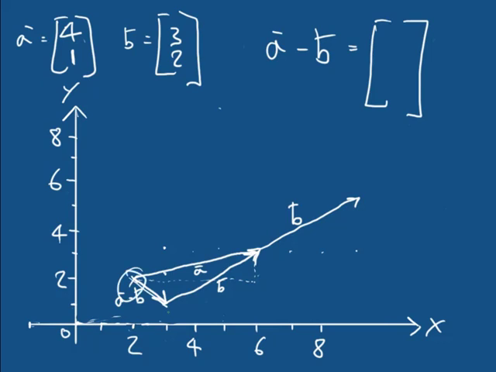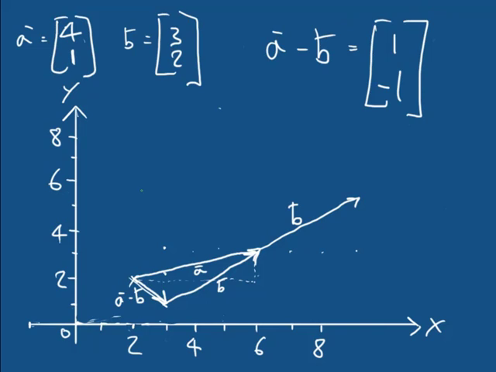So if we start at 2 in x and end up at 3 in x, that means we've moved 1 unit in x. If we start at 2 in y and end up at 1 in y, that means we've moved a negative 1 in y. If we compare this now to our components, 4 minus 3 is 1. 1 minus 2 is negative 1. So whether we're using our components or whether we're using a graphical representation, we can still do vector subtraction.